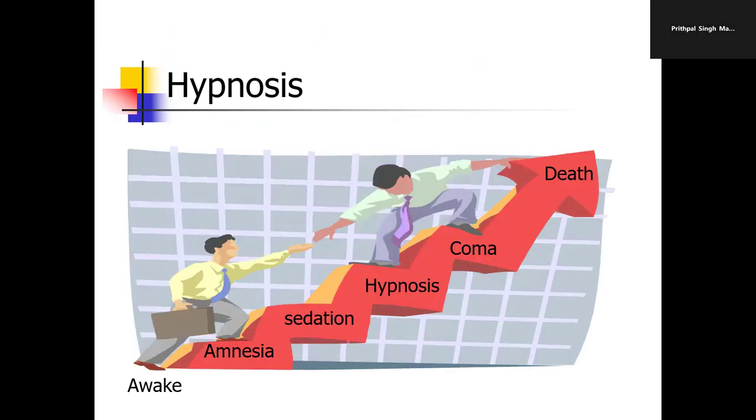Now, when we talk about hypnosis, this is a very thin line of demarcation between these. It is like a step. The first step in this is awake. The next step is amnesia. This is followed by sedation. Sedation is followed by hypnosis. Hypnosis goes beyond to coma, and if things are not reverted back, it could lead to death of a patient.